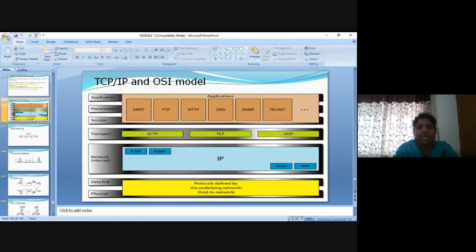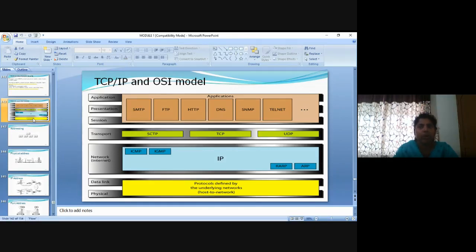Now, I told you it is supported by the other 4 protocols. One is called ARP. ARP means Address Resolution Protocol. Now, what is its function?